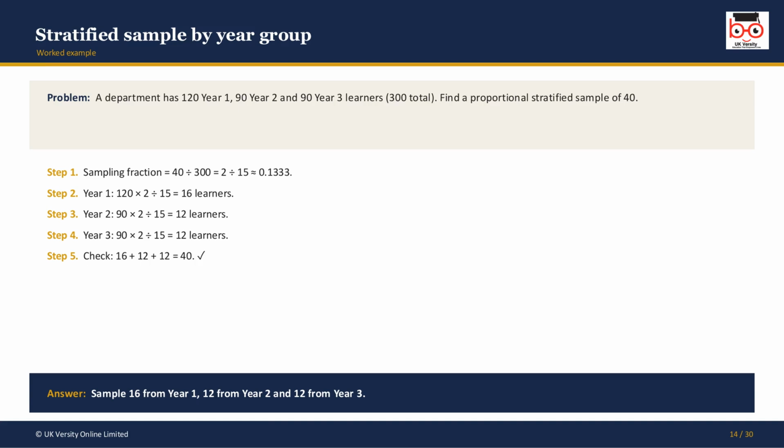Year 2 gives 90 times 2/15, which is 12. And Year 3 the same, 12. 16 plus 12 plus 12 is 40, so it checks out.